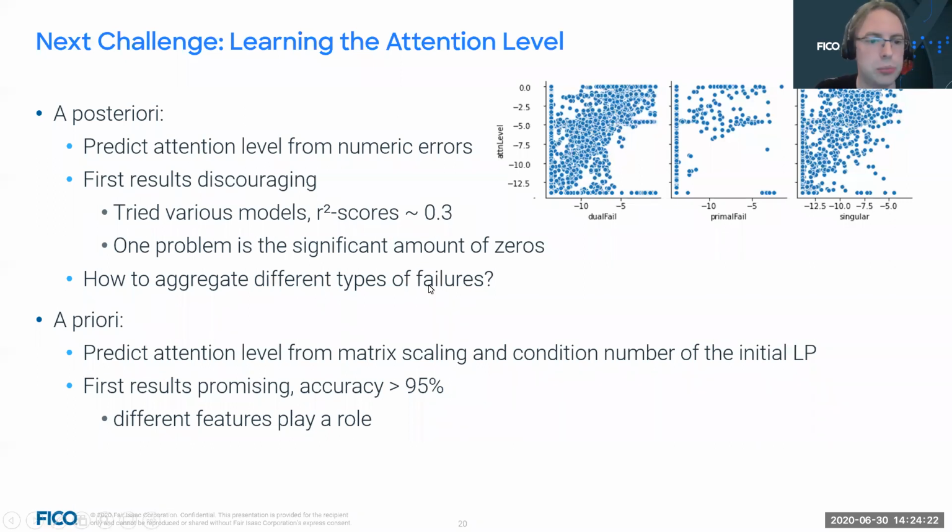The other thing that we try is to predict the attention level from the matrix scaling itself, so from the features that we also used for learning to scale, and from computing one single condition number from the very initial LP. And the first results that we saw from this are quite promising. We got an accuracy of greater than 95% for predicting whether the attention level will pass that critical threshold of 0.1. And we also saw that you really need to take those different features, both the scaling and the condition number, into account to get such an accuracy.